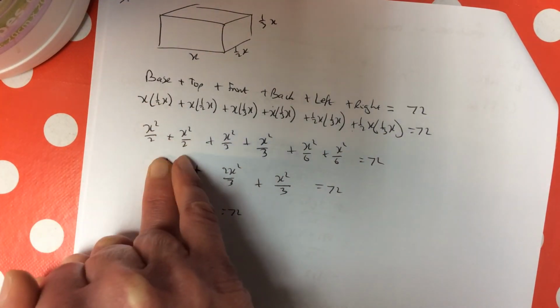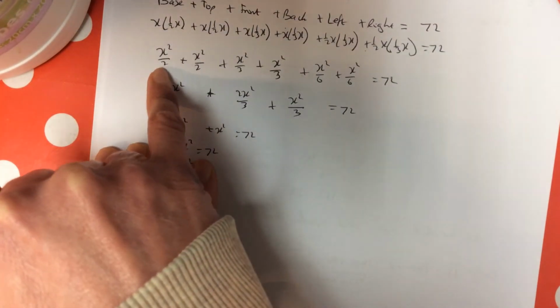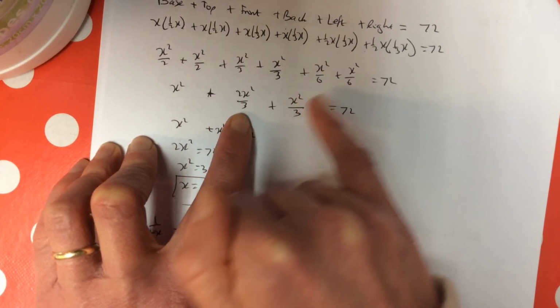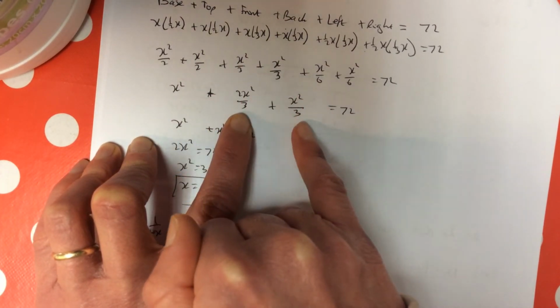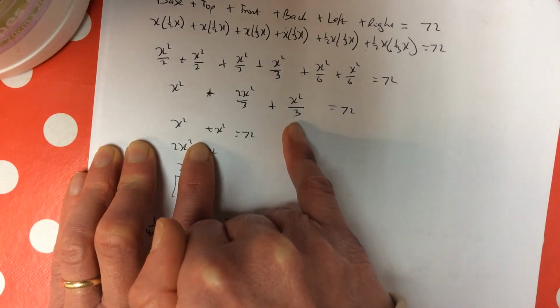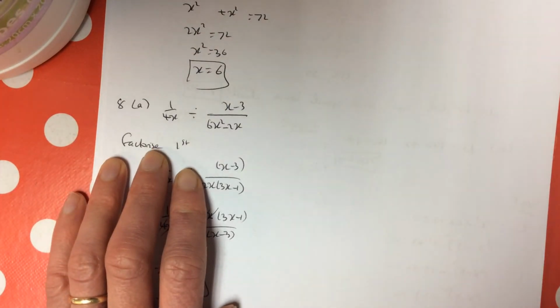X squared over 2, x squared over 2, etc., etc. And then I'm tidying up. Half x squared plus half x squared is 1x squared, 2/3 x squared, and that's 2/6 or a third x squared. 2/3 plus 1/3 is another x squared, so I'm left with 2x squared. So x squared is 36, x is 6.